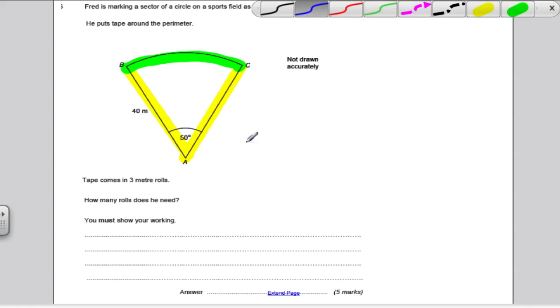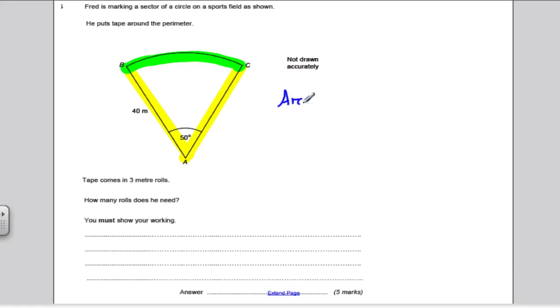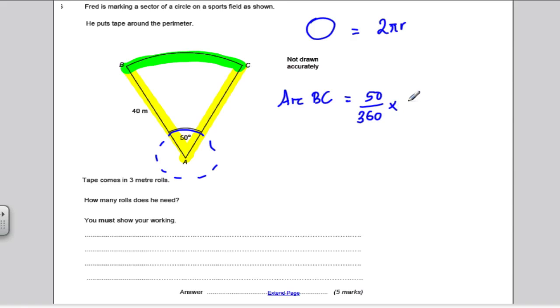Now, let's work out the distance of the arc BC. Well, the distance of a whole circle, you'll remember, is 2 pi r. 2 times pi times the radius. So how much of a circle have we got here? Well, we've got 50 degrees out of a total of 360. So we've got that portion of a circle. And if we multiply that by 2 pi r, where r is 40, that would give us the arc length BC.